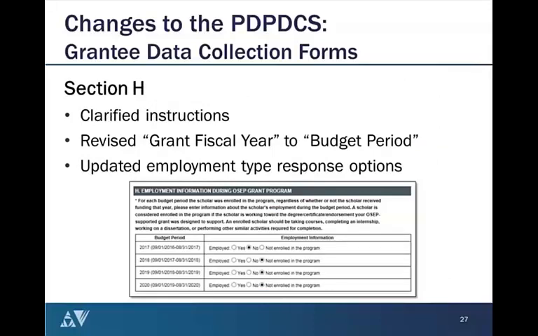Similarly, in Section F, scholar training prior to enrollment was removed as it was burdensome. And let's see, again, we changed from grant fiscal year to budget year, and we updated employment and type of response options below.